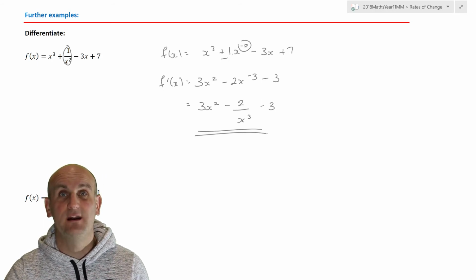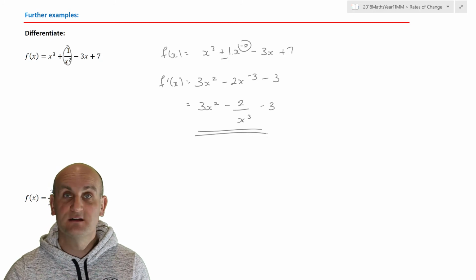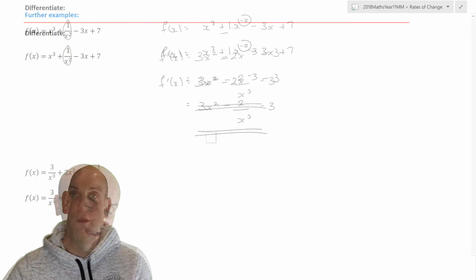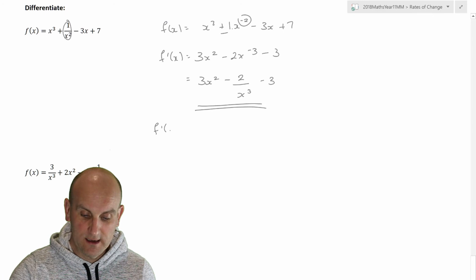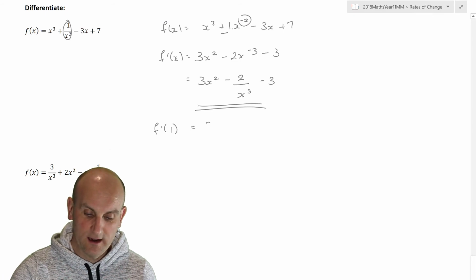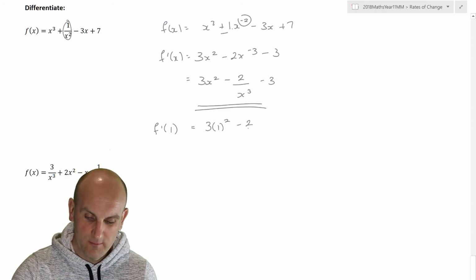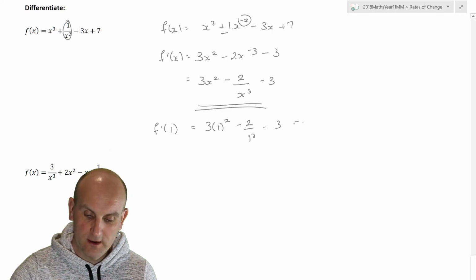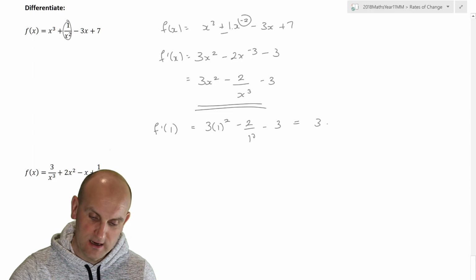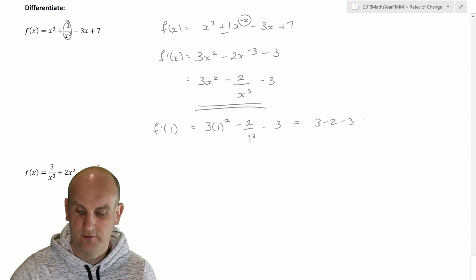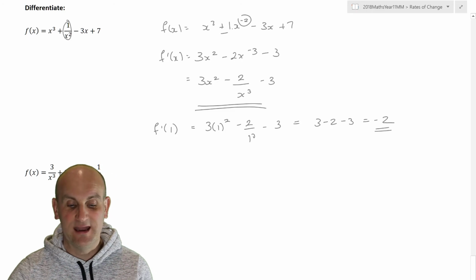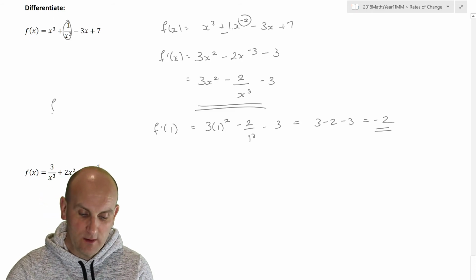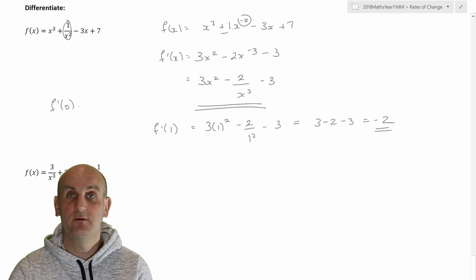So I can now find the gradient of the tangent at any point there just by having a value of x. So if I wanted to find the value of the gradient when it's equal to 1, I'd have 3 times 1 squared minus 2 over 1 cubed. Let's try that again, 1 cubed minus 3, which gives me 3, minus 2 minus 3, which gives me minus 2. Now again, what do you think will happen if I do f dashed of 0? Well, it's going to be undefined.